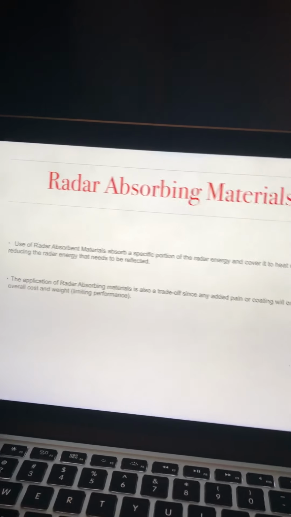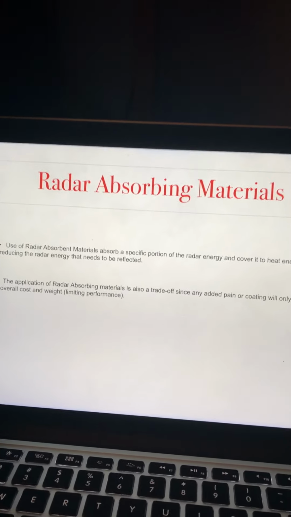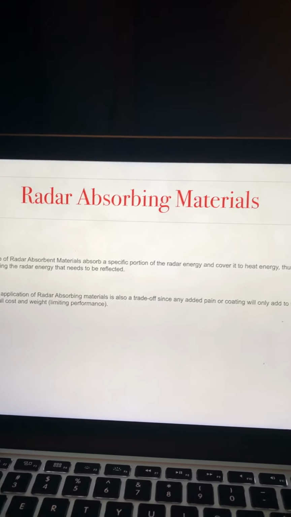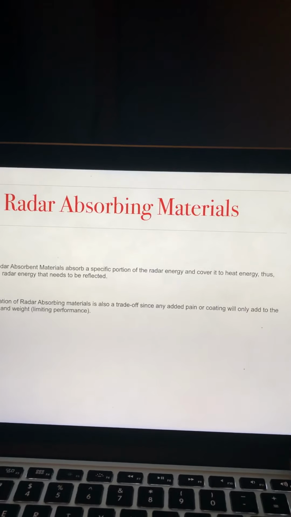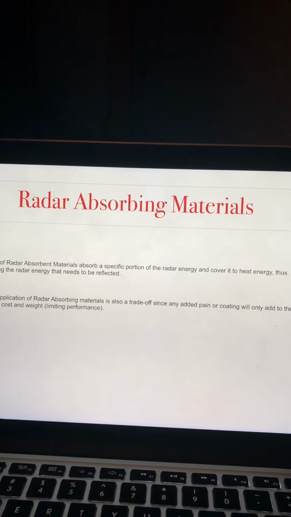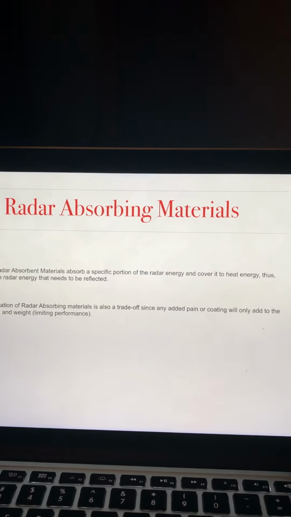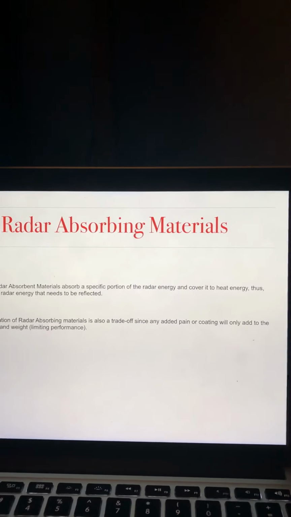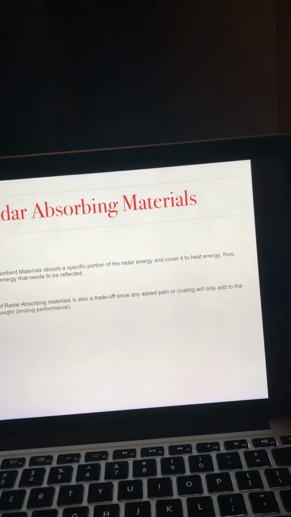coating of the color and different kinds of coating, which only adds to the overall cost and weight, and also limits performance. For example, the B-2 Spirit needs air-conditioned hangars and costly and limited maintenance to retain its low observable stealth capabilities. So it does come with a bit of trade-offs.